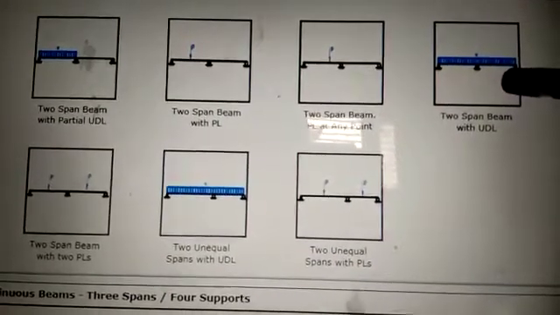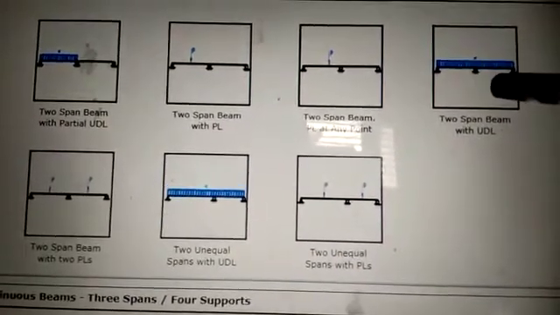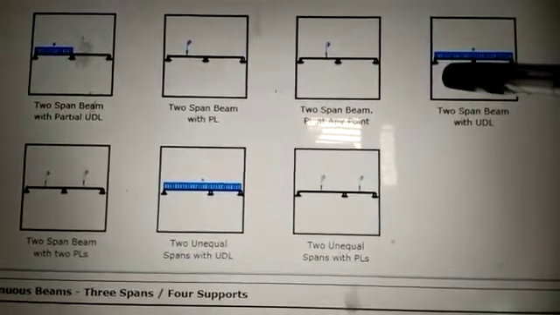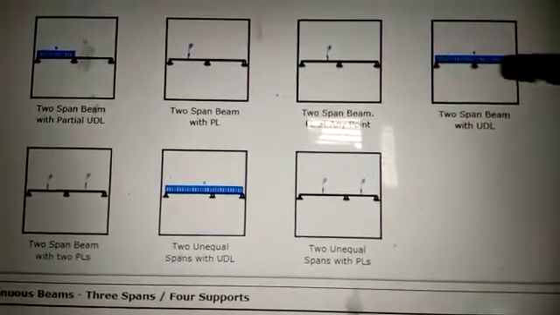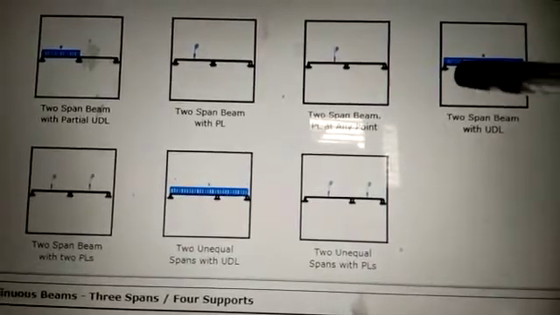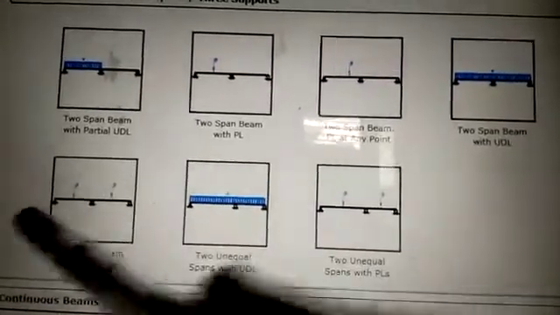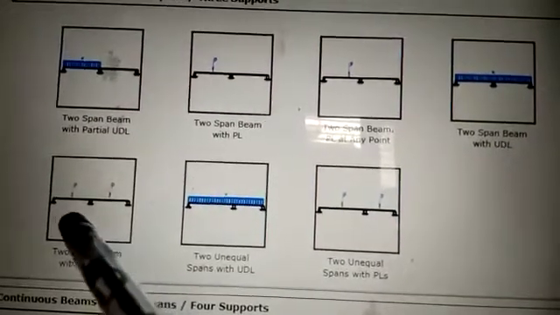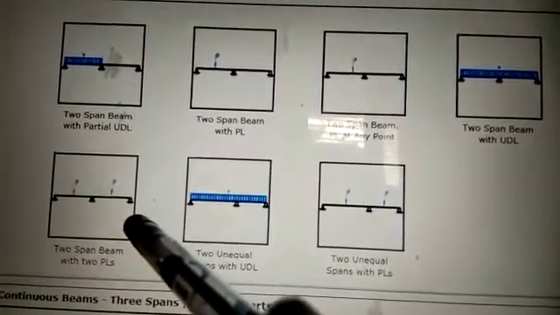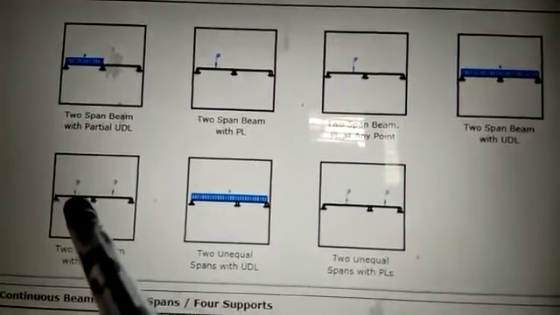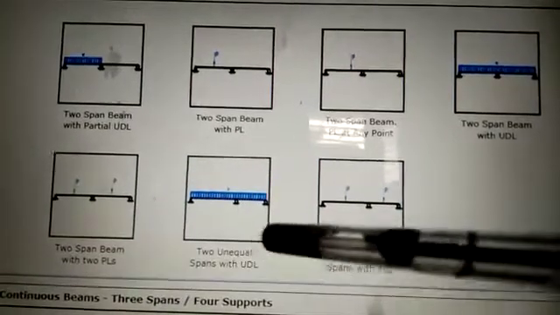Here it is also a continuous beam. It is a two span continuous beam where the loading is applied on the whole beam, that is on the AB span and also on the BC span. Here it is also a two span continuous beam where two point loads are applied.